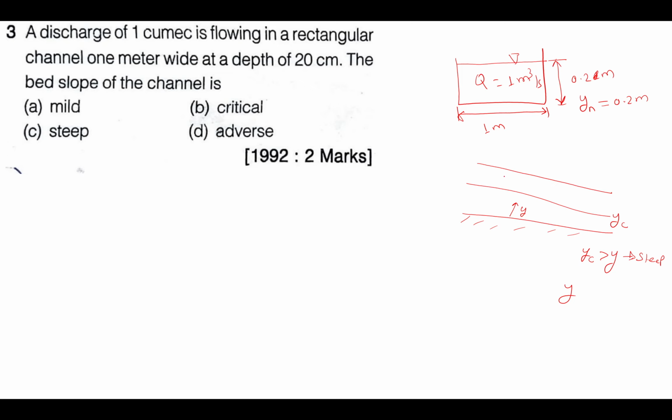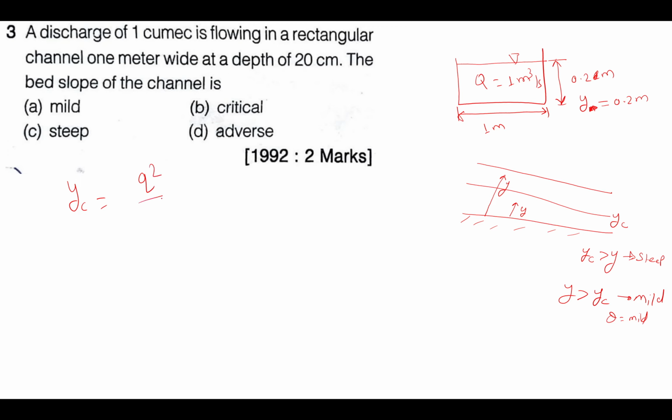If your flow is above the critical depth, this is the depth of your channel. So if above the critical depth, what will happen? Your y is greater than yc, so this is the mild case, mild slope. So the first step is to calculate yc.